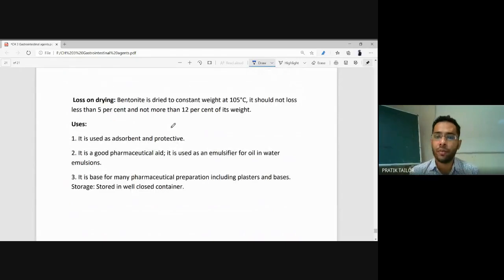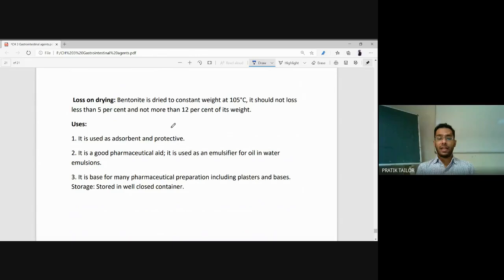Another test we can perform is loss on drying. Loss on drying is something that we perform for the powder, where the powder is having some volatile content, or you can say moisture content or water. So when you are drying the powder, moisture will be evaporated, and whatever amount is lost, that will be calculated from the mathematical calculation: initial weight, final weight, and the difference.